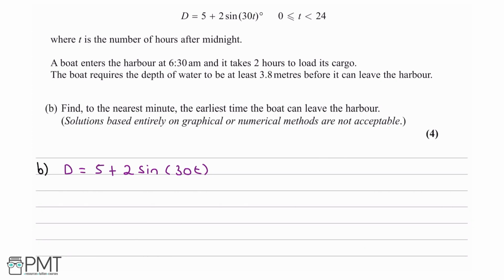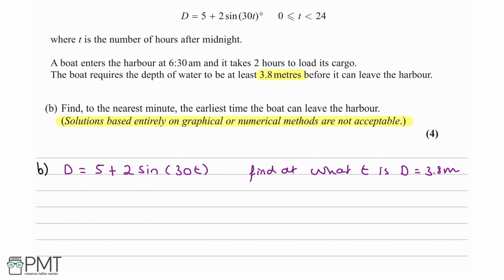Part B is saying find, to the nearest minute, the earliest time the boat can leave the harbour. And bear in mind it says solutions based entirely on graphical or numerical methods are not acceptable. So we need to use an algebraic method to solve this question. Effectively, the question is saying the boat requires the depth of the water to be at least 3.8 meters, so I'm going to pick that out in bold, before it can leave. So what we need to do is find at what t is d equal to 3.8 meters.